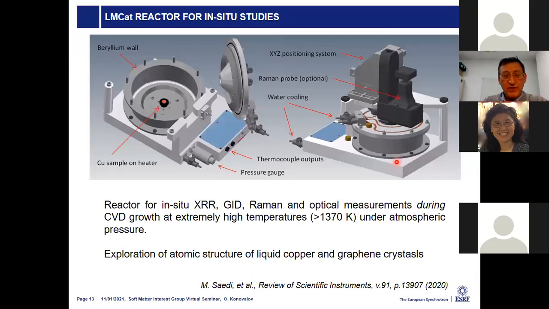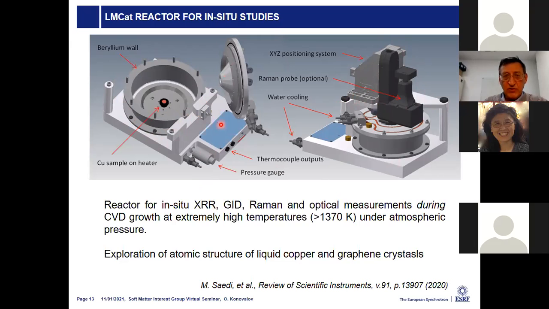First, we built an LMCat reactor for the CVD growth. Here in this reactor, this is a part where we have a furnace. We melt the copper, and then there is a chamber where we can grow our sample and make simultaneous characterization of the growth and the post-growth sample with X-rays, because these are X-ray transparent beryllium windows, so we can do surface scattering techniques. And then on this lid, on the top, there is an optical microscope and a Raman microscope to characterize growth and the properties of the grown flakes.